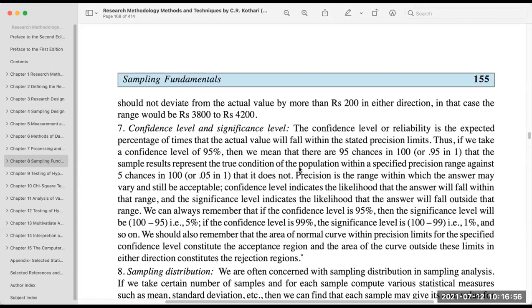For example, let's say I have given a specification limit for a particular parameter as 20 plus minus 0.2 millimeter. If I say I'm maintaining this process at 95% confidence level, it means out of 100 products produced, 95 should fall within the limit of 19.8 to 20.2, that is 20 plus minus 0.2 millimeter. That is the confidence level you are going to maintain.